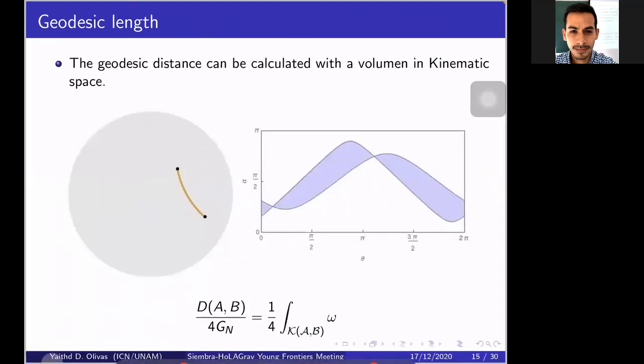We can also calculate the geodesic distance between two points, and the instruction is first to find the point curves related to this point and to this point, and then we have to integrate over the region inside these two curves, weighted by the Crofton formula, and in that way we can obtain the geodesic distance.